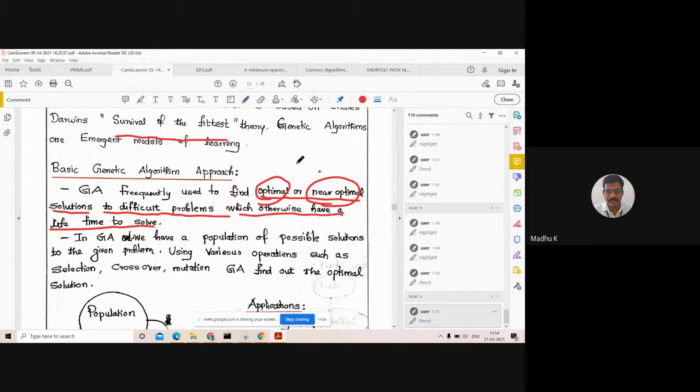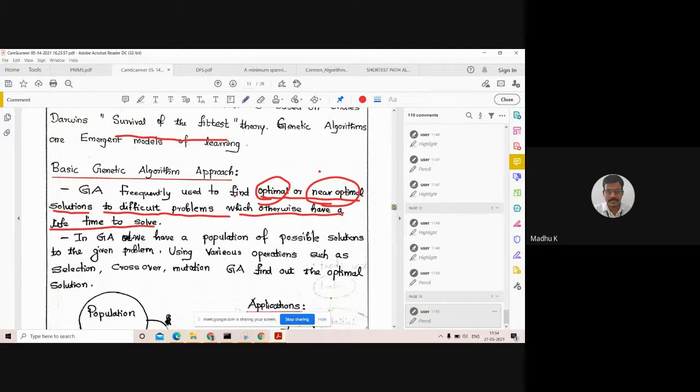I hope you know what the shortest path problem is. There is a source and a destination. There are several routes from source to destination, and we want to find the shortest path from the source to the destination. If there are millions of routes, then the problem becomes very complicated. To solve such problems, we can use the genetic algorithm approach.